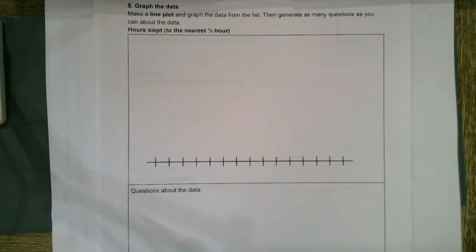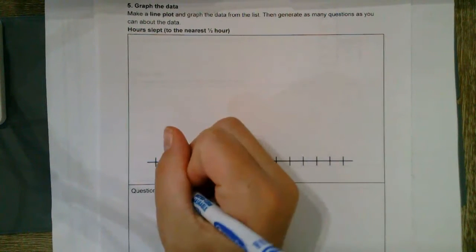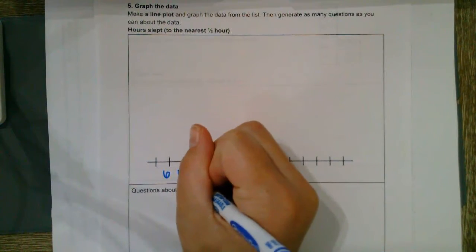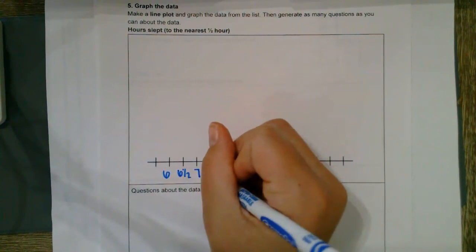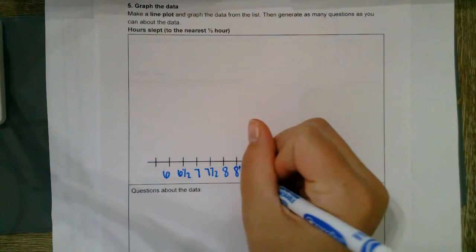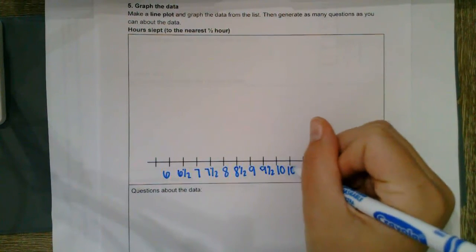And in order to do that, we are going to indicate down here the hours slept. So I'm going to start at 6 hours, then I'm going to do 6.5, 7, 7.5, 8, 8.5, 9, 9.5, 10, 10.5.